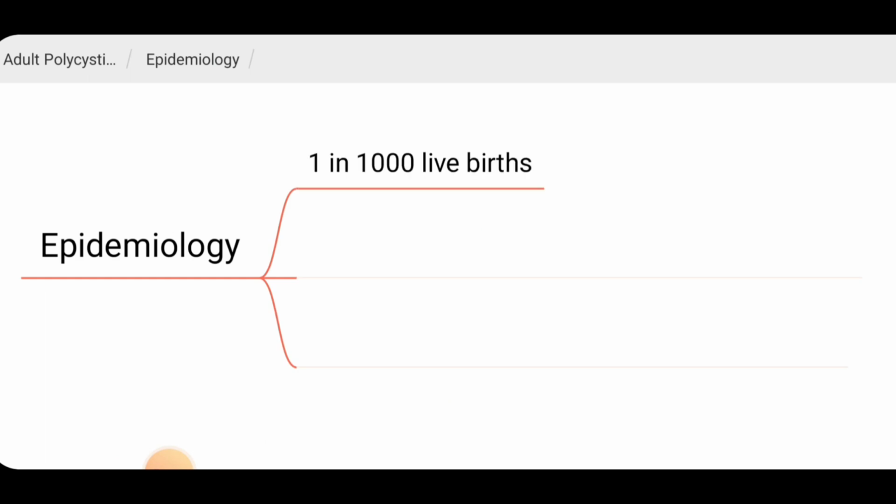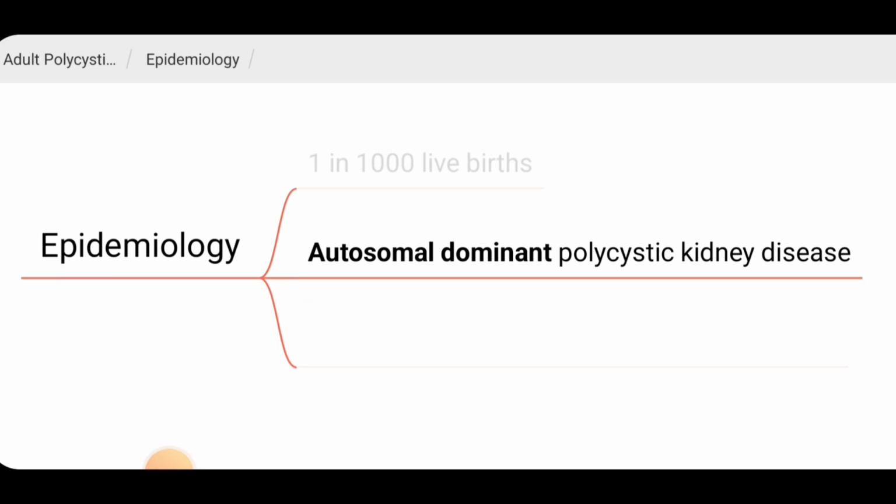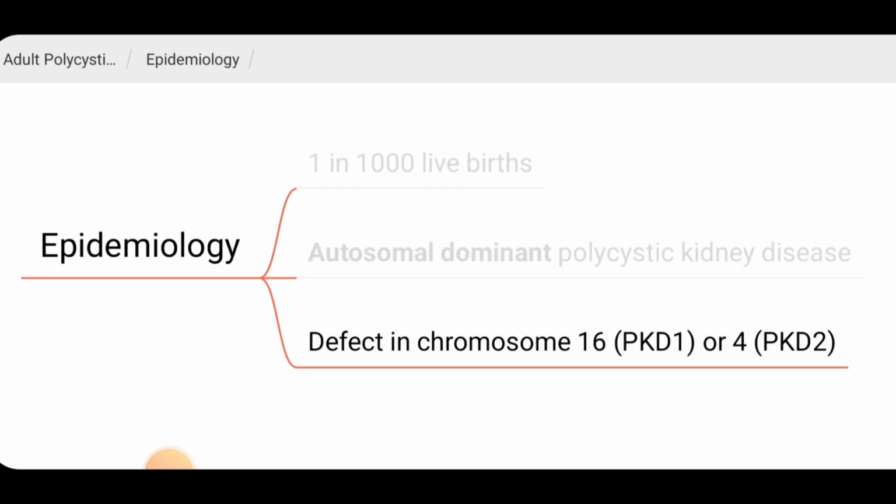Regarding the epidemiology, adult polycystic kidney disease occurs in 1 in 1000 live births. It is autosomal dominant polycystic kidney disease. Polycystic kidney disease could be either autosomal dominant or autosomal recessive. There are many other variants. Autosomal dominant polycystic kidney disease occurs in adult patients, so it is called adult polycystic kidney disease. Autosomal recessive polycystic kidney disease occurs in children, so it is sometimes called infantile polycystic kidney disease. However, adult polycystic kidney disease is autosomal dominant.